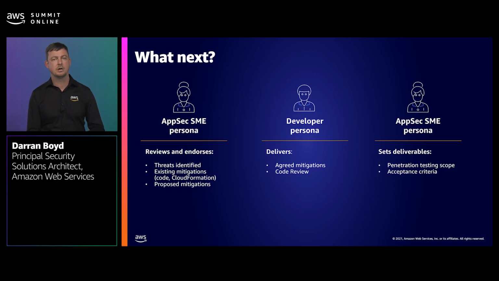The AppSec SME persona would be reviewing and endorsing the various threats and mitigations that were identified, looking to raise the bar. Were there threats or mitigations that were missed? They would be reviewing the existing mitigations, both in code and in CloudFormation in the case of infrastructure as code. They would also be reviewing and endorsing the proposed mitigations. The developer would take the role of delivering the agreed mitigations and ensuring the code review process is adhered to. Back to our AppSec SME persona, they'll be setting the security deliverables and acceptance criteria for the remainder of the delivery phases. For example, penetration testing scope is largely based off the findings from the threat modeling exercise.